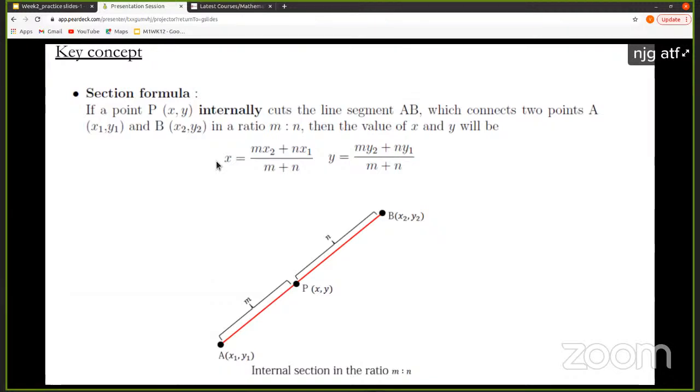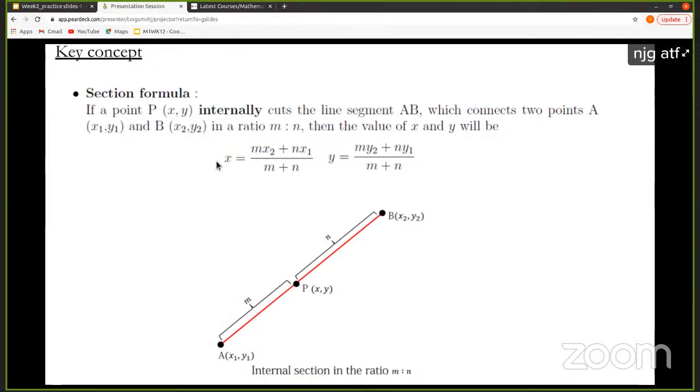And one more thing, I didn't get what you said, like x minus x1 by x2 minus x1 will be equal to y minus y1 by y2 minus y1. In the lecture it is said that m by n is equal to x minus x1 by x2 minus x. So can we substitute there itself?